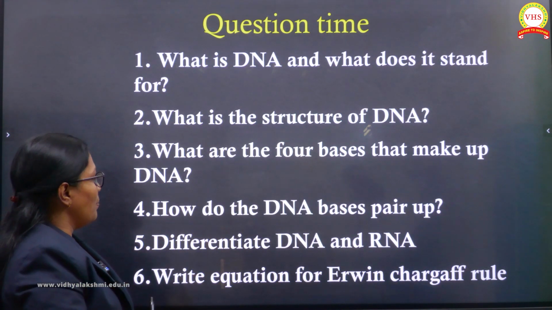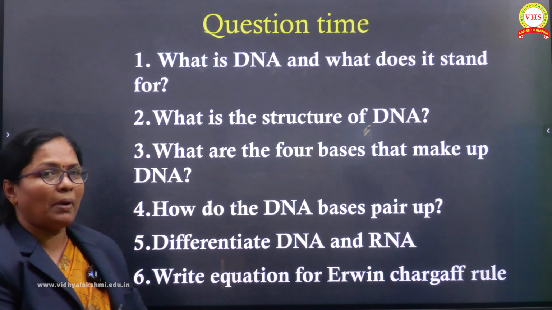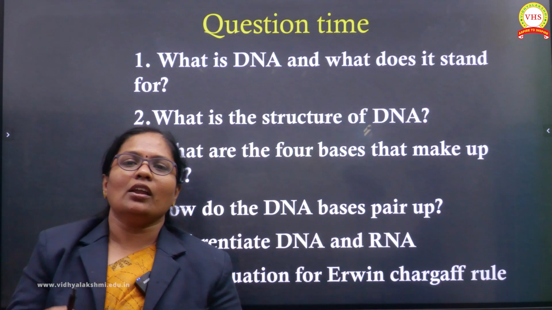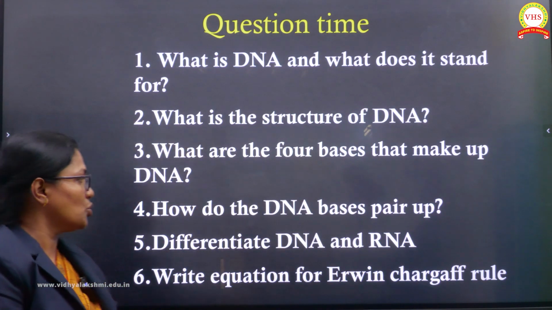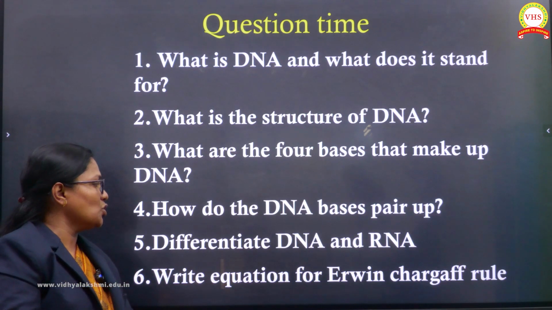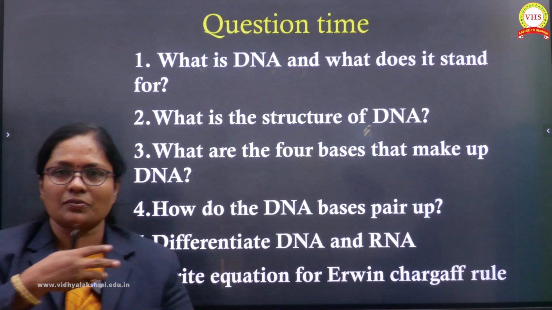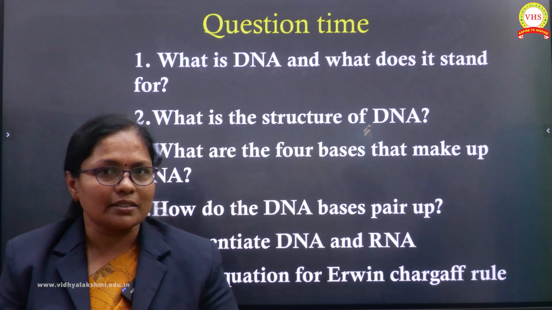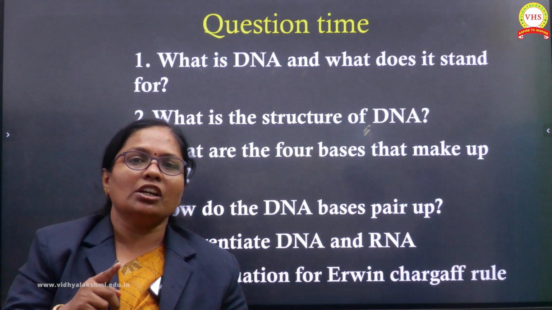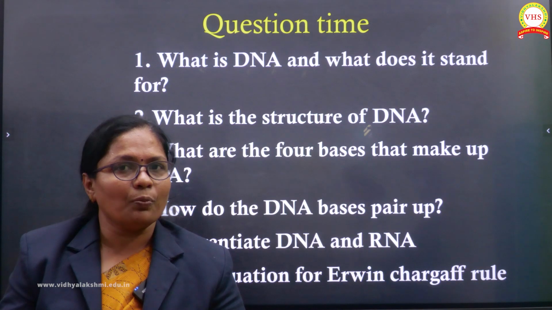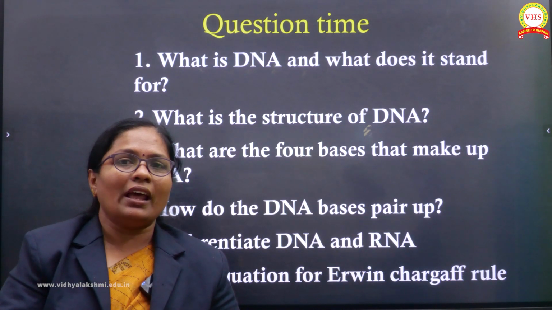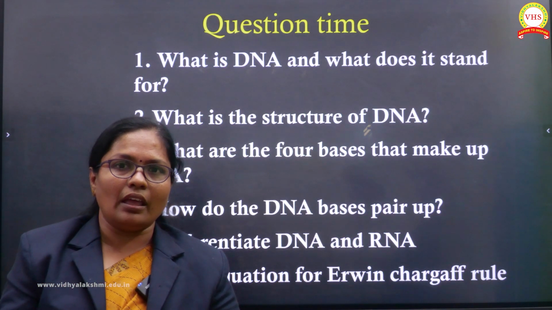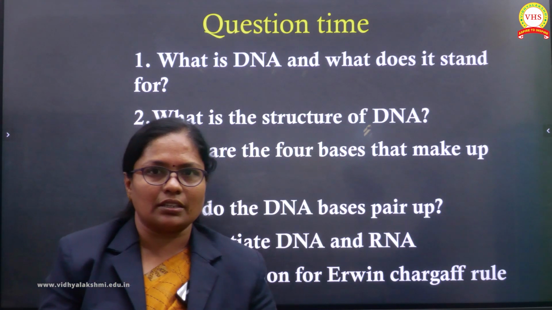How do DNA bases pair up? By hydrogen bonds. Adenine pairs with thymine with a double hydrogen bond, and guanine pairs with cytosine with a triple hydrogen bond. Differentiate DNA and RNA. As we discussed on the previous page, DNA is double-stranded, RNA is single-stranded. DNA is made up of deoxyribose sugar, RNA is made up of ribose sugar. DNA will have thymine as one of the nitrogen bases. In RNA, thymine is replaced with uracil.